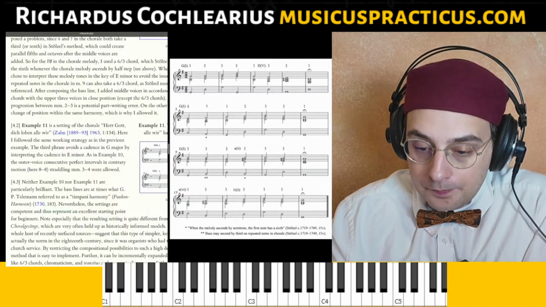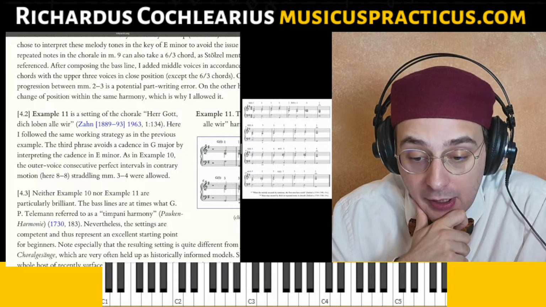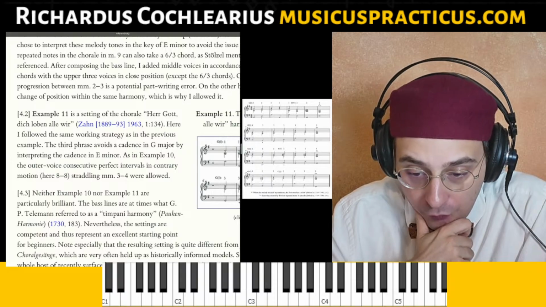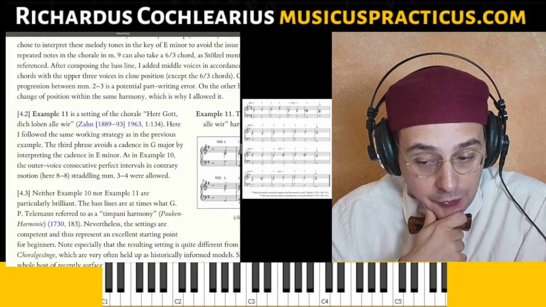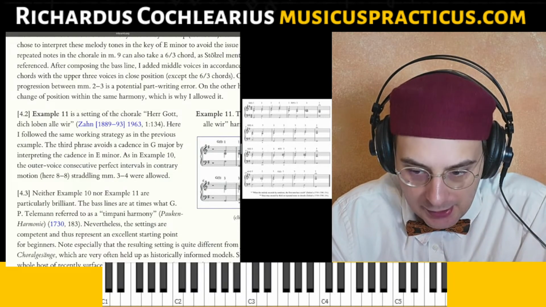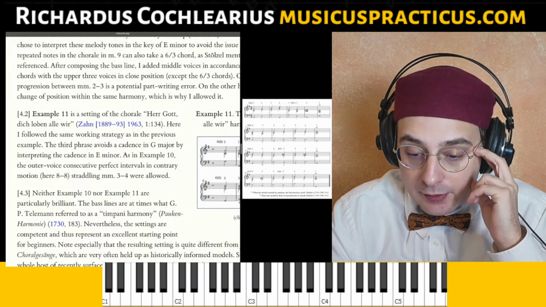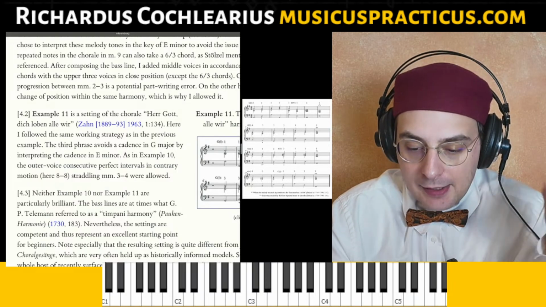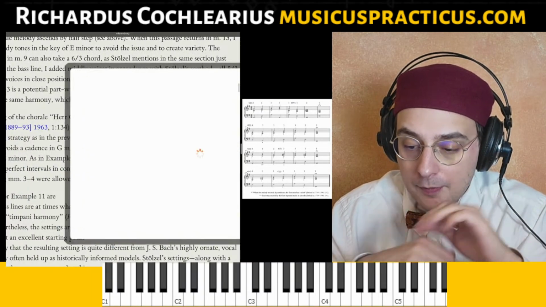Example 11 is a setting of the chorale Herrgott dich loben alle wir. Here I follow the same working strategy as in the previous example. The third phrase avoids a cadence in G major by interpreting the cadence in E minor. As in example 10, the outer voice consecutive perfect intervals in contrary motion, 8-8 straddling measures 3-4, were allowed. So let's play this new example.